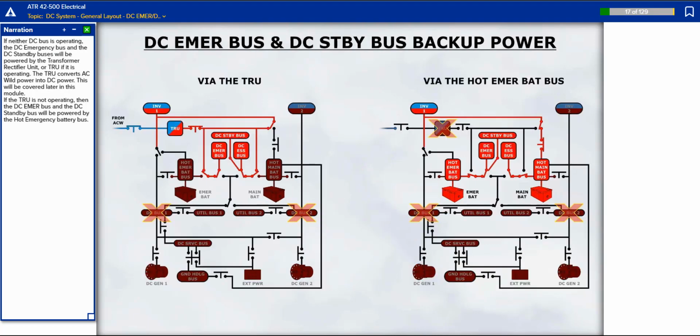If neither DC bus is operating, the DC emergency bus and the DC standby bus will be powered by the transformer rectifier unit, or TRU, if it is operating. The TRU converts AC wild power into DC power. This will be covered later in this module. If the TRU is not operating, then the DC emergency bus and the DC standby bus will be powered by the hot emergency battery bus.